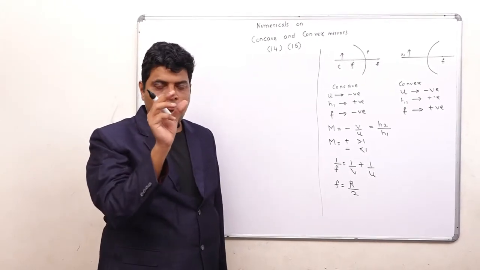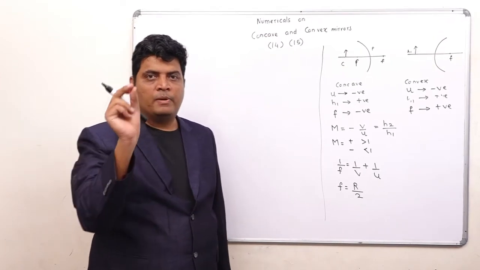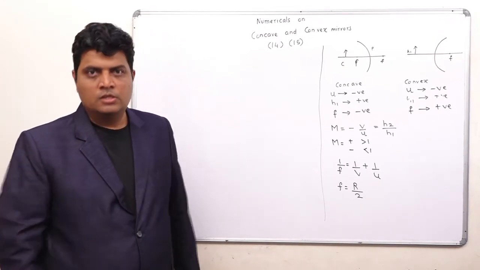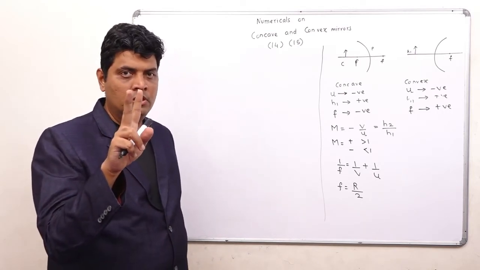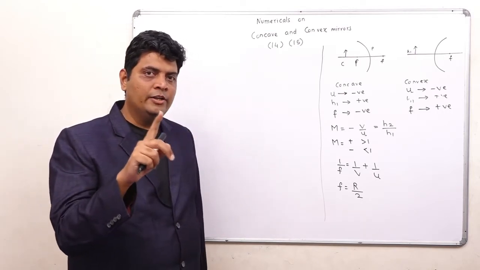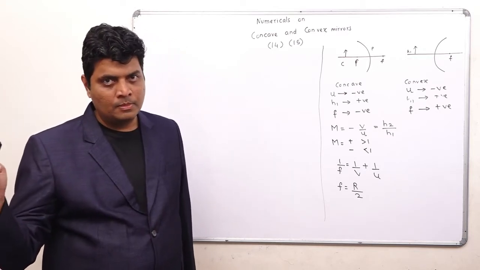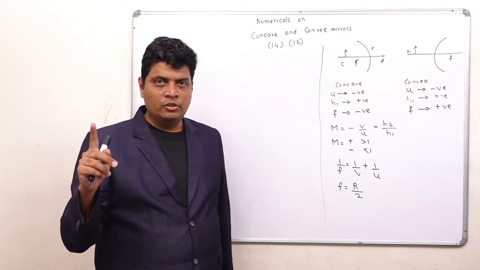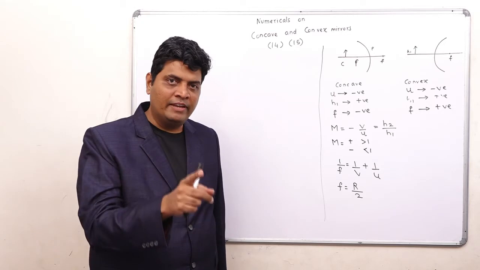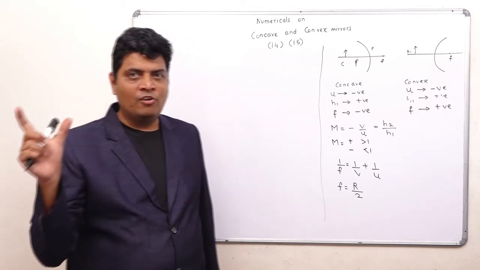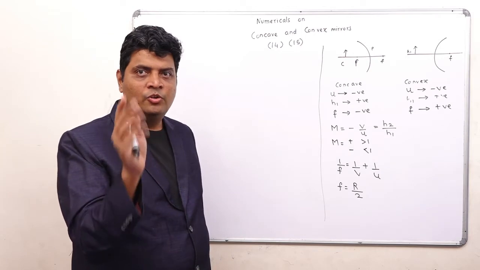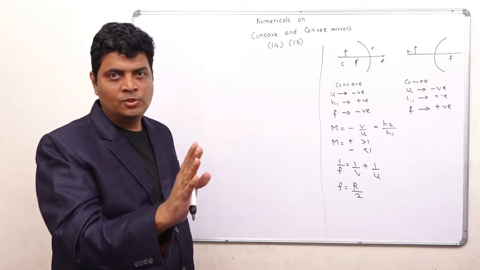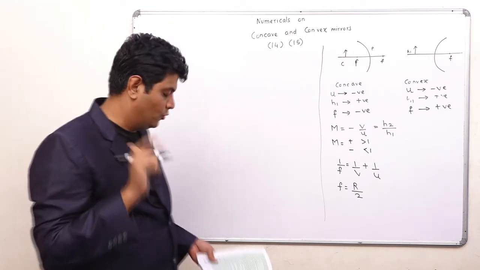Write U, V and F with proper sign conventions. Second, out of these three things, they will be giving you any two things. Third, you have to find the third using the mirror formula. Once you find V, you have U, so you use magnification to find the answer for magnification. With the help of the answer of magnification, you can find the nature of the image. So this is the flow we are going to follow.